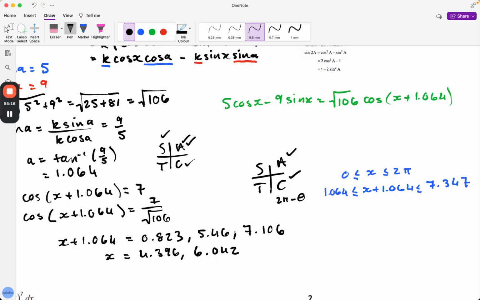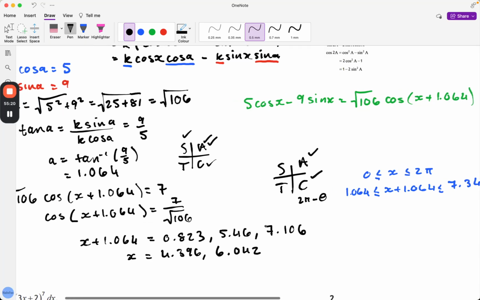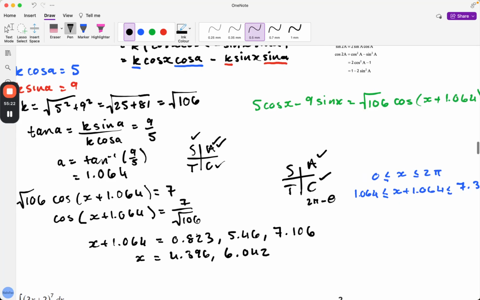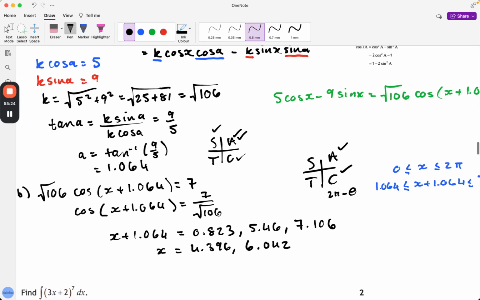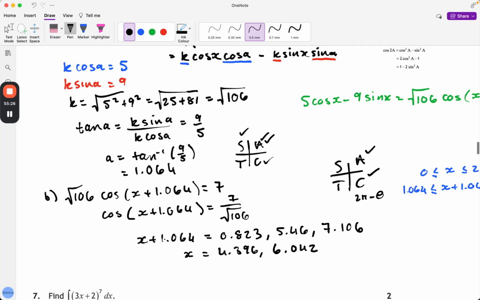So we knew that we had to go up to 7.347, so that's why we had to consider that third value by adding 2 pi to our 0.823. And then your final answers are just once you subtract your 1.064. Keep in mind again that it's between 0 and 2 pi, so that's why we disregarded our 0.823 minus 1.064, because that was below 0, so we didn't want that as a final answer.